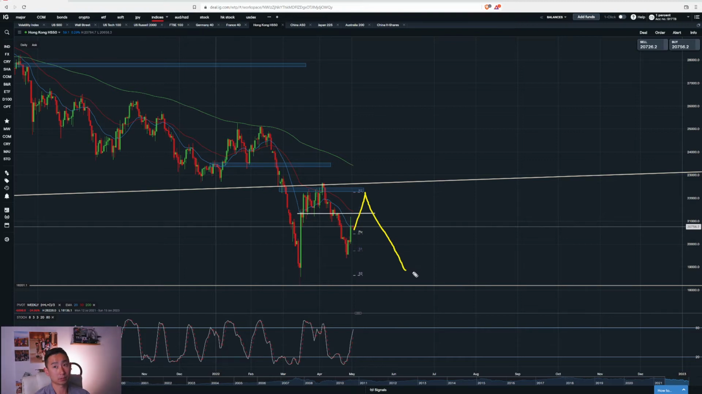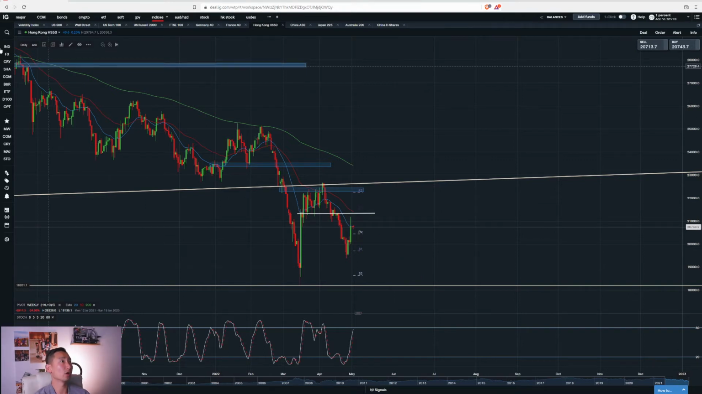Back to this, maybe 19 or 18,000, so good reward to risk. If I don't see any fight back on the US indices, maybe this trend line area, let me just get the price, so around the 21,000 area, then I will look to short it, but let's wait and see more confirmation from the US indices first, all right?